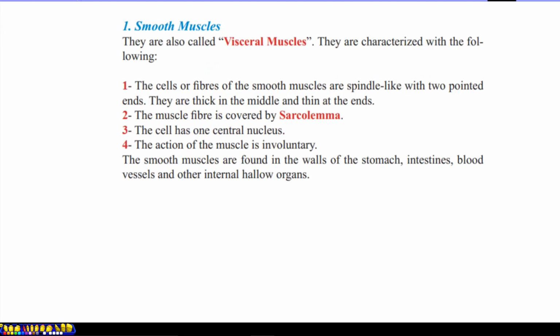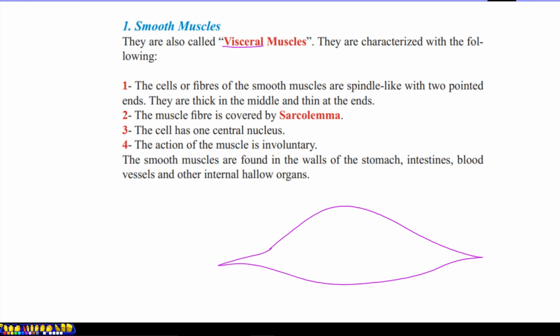The smooth muscle, also called visceral muscle, visceral because it is in the wall of internal organs. They are characterized by the following. The cells or fibers of the smooth muscle are spindle-like with two pointed ends, thick in the middle, and sharp at the ends.